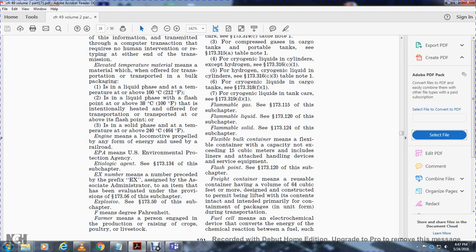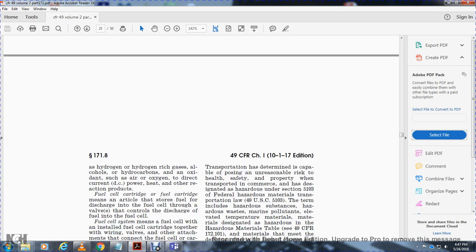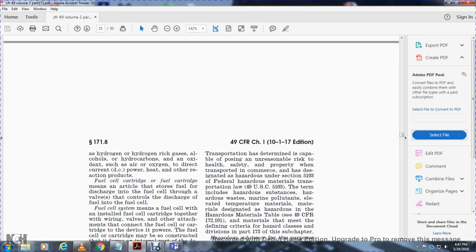packaging in uniform during the transportation. Fuel cell means an electrochemical device that converts energy from the chemical reaction between a fuel, such as hydrogen and hydrogen-rich gases, alcohols, hydrocarbons, and an oxidant, such as air or oxygen, to direct current or DC power, heat, and other reaction products. Fuel cell cartridge and fuel cartridge mean an article with a source of fuel with a discharge to the fuel cell through a valve with control for the discharge of the fuel into the fuel cell.